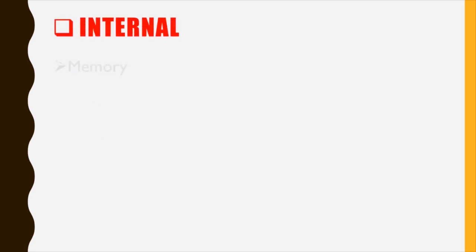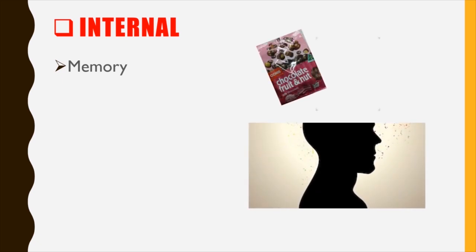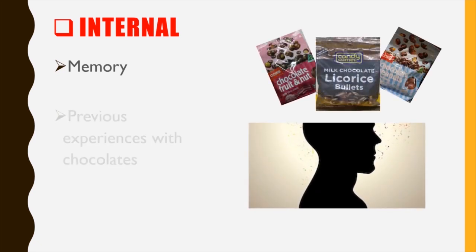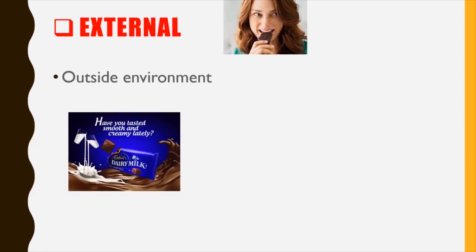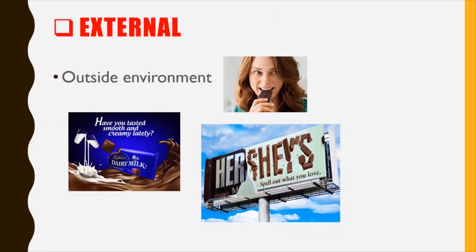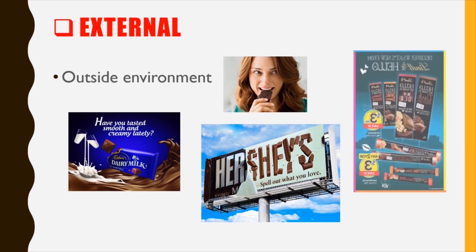I tend to recall chocolate information from my memory because I know what chocolate I like the most, and because I have had pleasant past experiences after eating these products. And externally, there is information about chocolates that doesn't belong to my memory because it comes from the outside environment. It could come from a non-marketing controlled information source that is not associated with marketers promoting chocolates. These information sources include personal experiences.